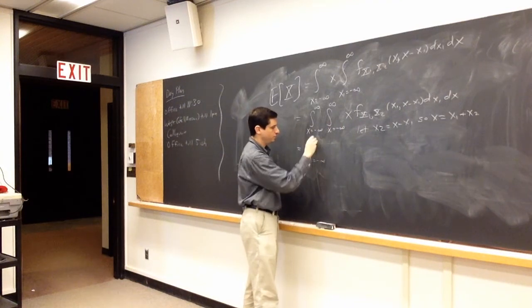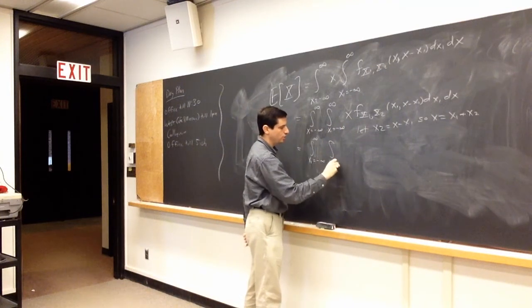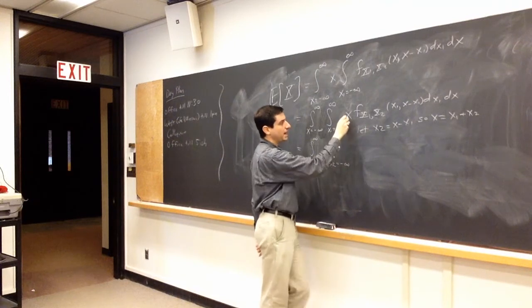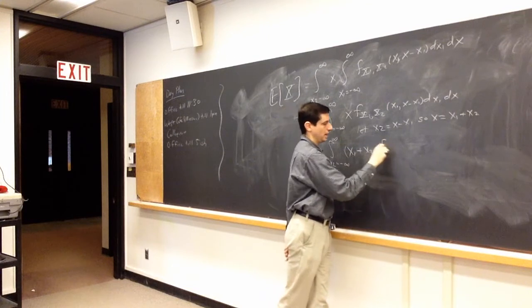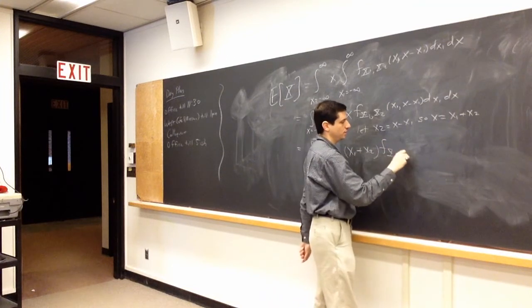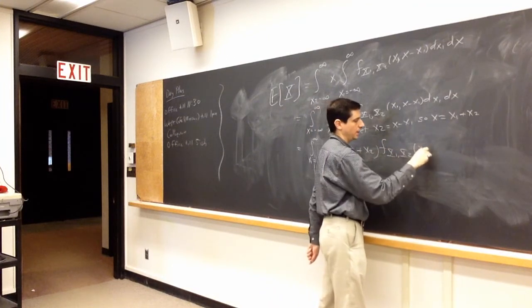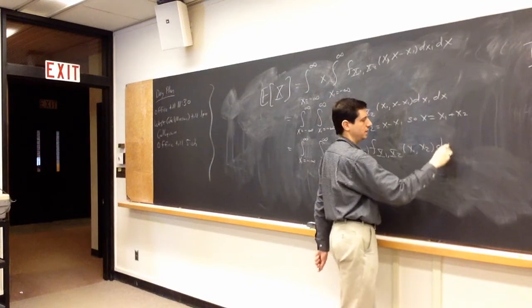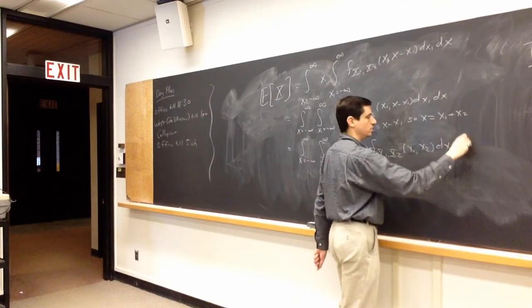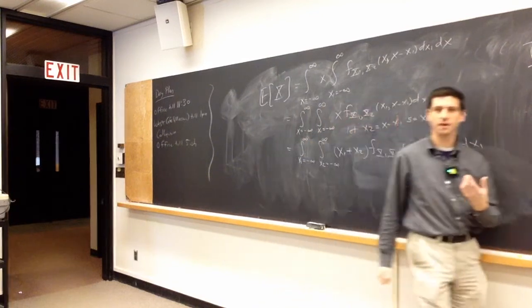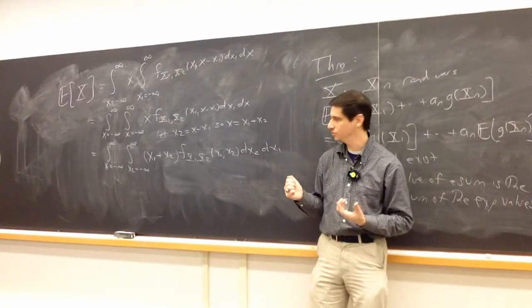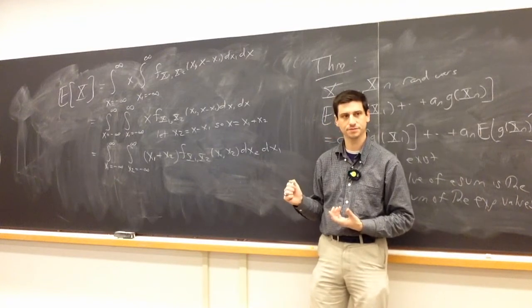x1 goes from minus infinity to infinity. x2 goes from minus infinity to infinity. And now x becomes x1 plus x2, f of x1, x2, dx2, dx1. All right. When you see an integral of a sum, you should think back to your calculus rules. This should become the sum of the integrals.